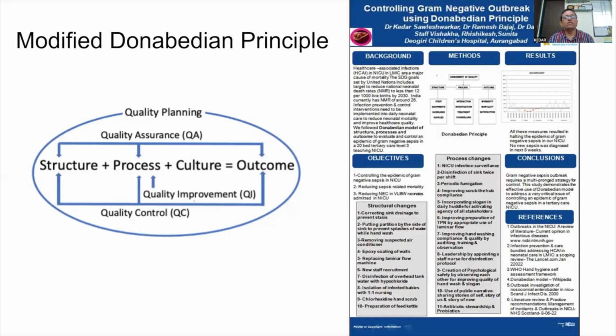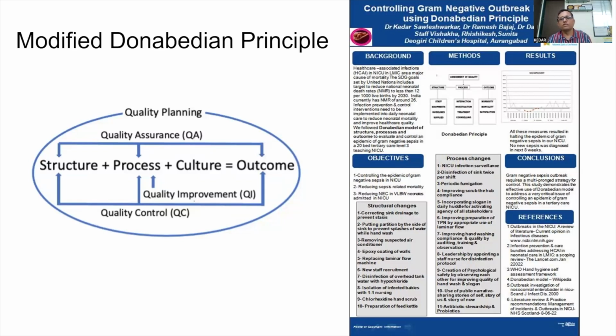Another important principle in healthcare is the Donabedian principle. Donabedian is known as the father of improvement. He coined this principle. He said your structures, that is the infrastructure, equipment, manpower, and the processes of care lead to your outcome. We added another very important aspect to it, which is the culture or the behaviors. So structures, processes, and behaviors of the culture all together result in your outcomes.